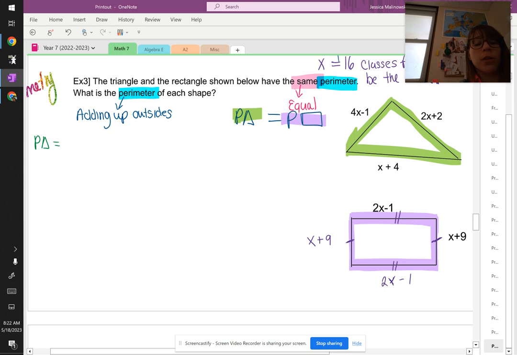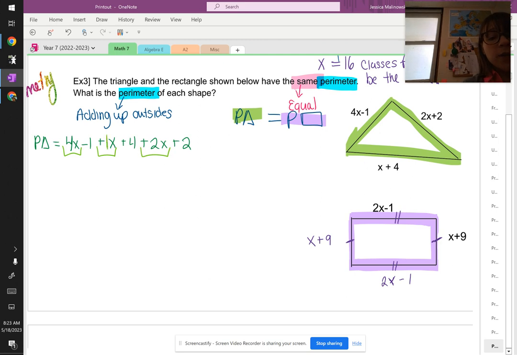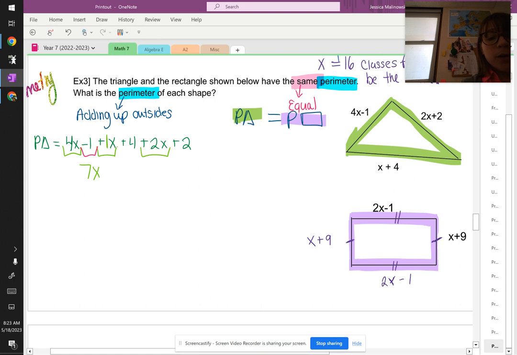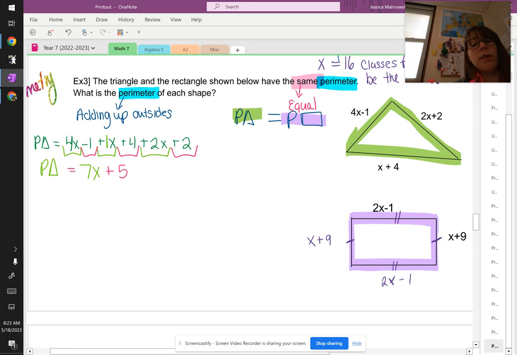and keeping organized, I'm going to start with my triangle perimeter. So adding up all those sides together, 4x minus 1 plus x plus 4 plus 2x plus 2. Combining like terms, 4x plus x plus 2x, 4, 5, because again, that coefficient of 1 there gives me 5, 6, 7x. And then my minus 1 plus 4, that turns into 3. 3 plus 2 is a positive 5. So that tells me that the perimeter of the triangle is 7x plus 5.